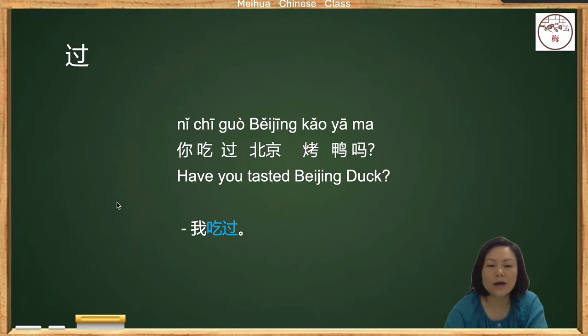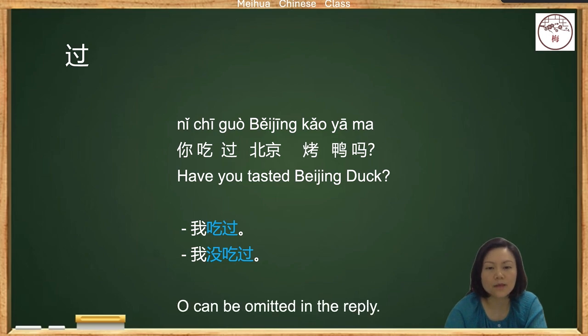So for a positive reply, I should say 我吃过北京烤鸭. Usually we can ignore the object here because it's already there in the question. It's already there in the context, so we can ignore it. 我吃过. For negative reply, we add 没 before the verb. 我没吃过, 我没吃过. Here, the object can be omitted in the reply to remove redundancy.